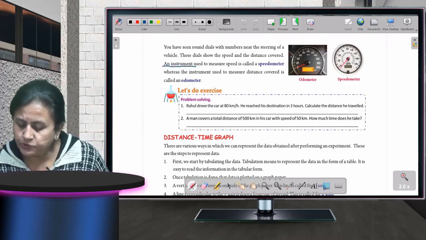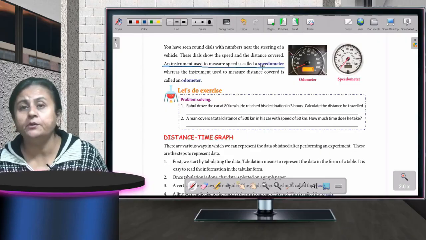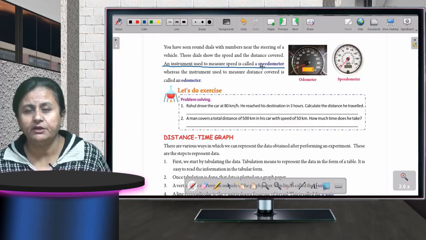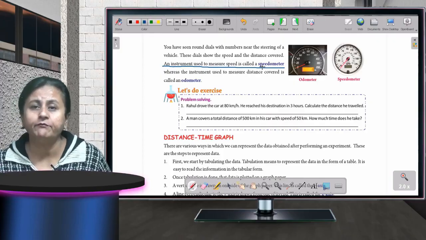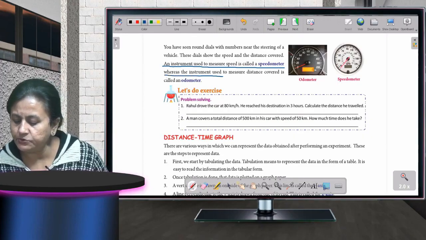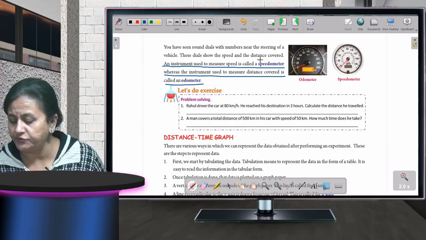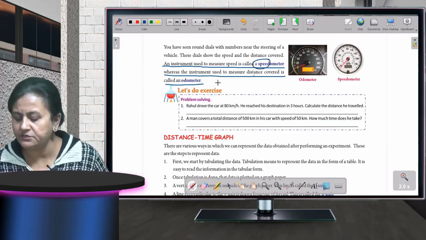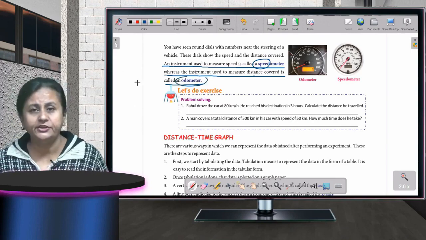An instrument used to measure speed is called a speedometer. All the vehicles have a speedometer because we need to know at what speed these vehicles are running. Whereas the instrument used to measure distance is called an odometer. In case we are measuring speed, it has to be a speedometer, and in case we are measuring distance, it is an odometer. Fine, children.